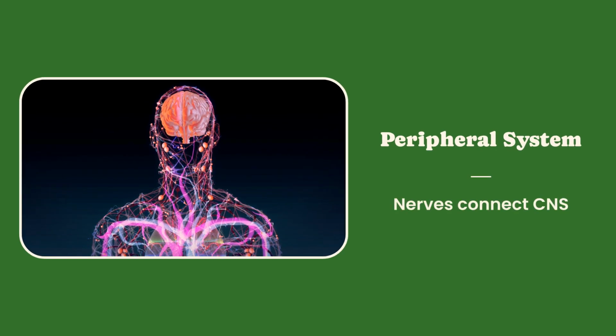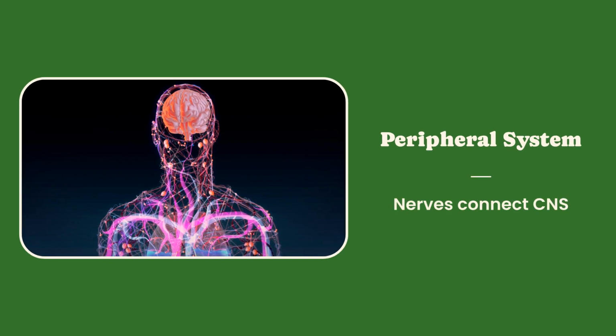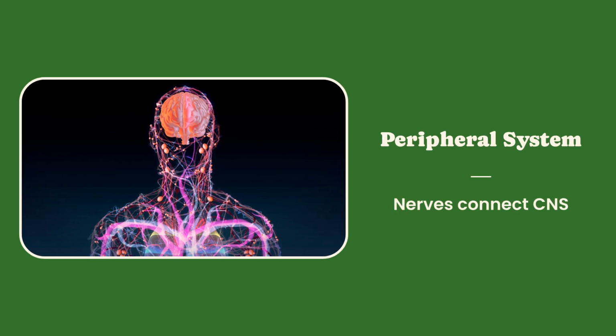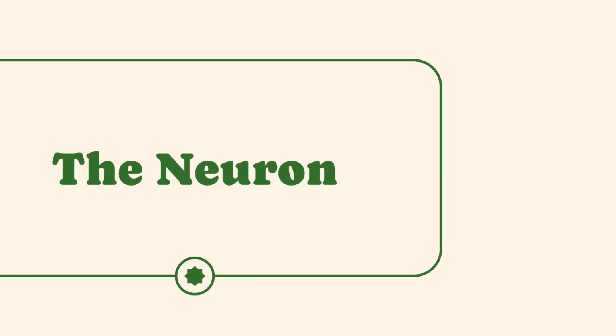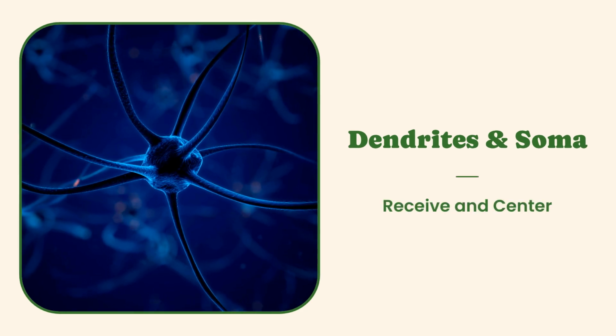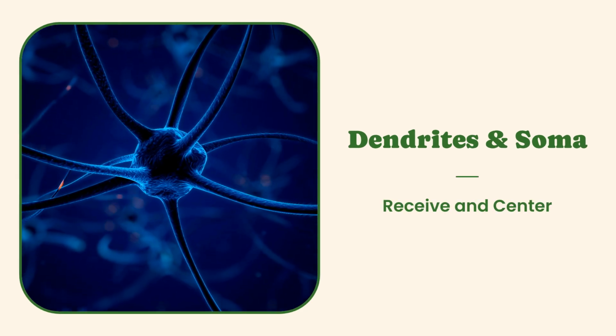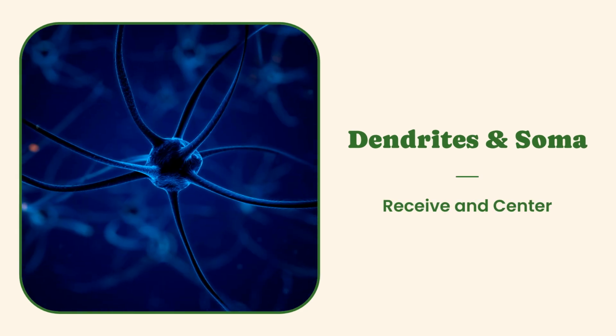Second, the peripheral nervous system, or PNS, is made up of nerves that connect the CNS to the rest of the body. At the cellular level, the functional unit is the neuron, specialized for transmitting signals. Dendrites receive incoming signals, and the cell body, or soma, contains the nucleus and is the metabolic center.